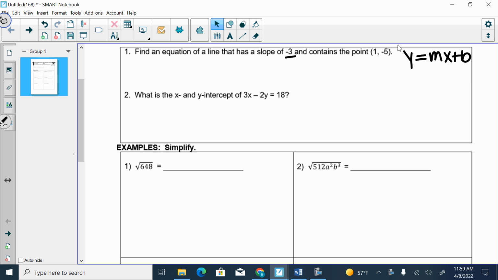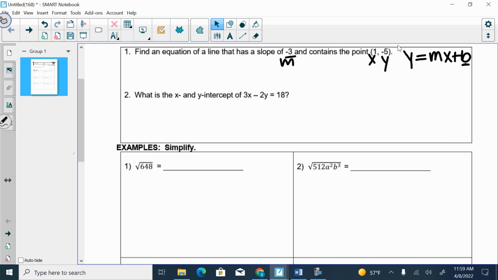Very good. Okay, they also gave us a coordinate point. What letters are a coordinate point? No, what letters are a coordinate point? What letters? X and Y, very good. Okay, so I've got an M, an X, and a Y that I can plug in. So the only thing I don't have is B.